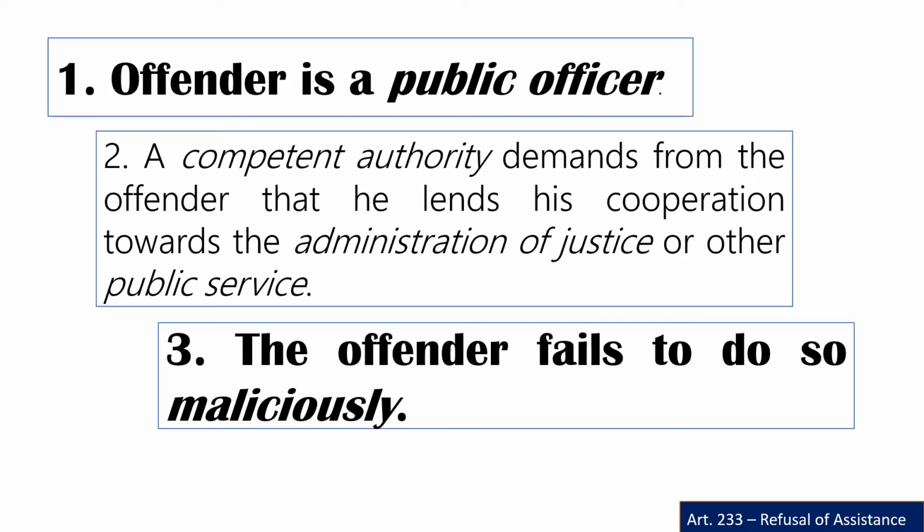So, what is our example? Ang example natin dito is that case decided by the Supreme Court, wherein the Supreme Court found the Chief of Police guilty of Article 233. Ano ang sinabi doon ng Supreme Court? That Chief of Police is guilty because he refuses to serve the summons of a fiscal after ni fiscal mag-request kay Chief of Police na tulungan siya sa pagsuserve ng summons, but still si Chief of Police fails to do so maliciously.